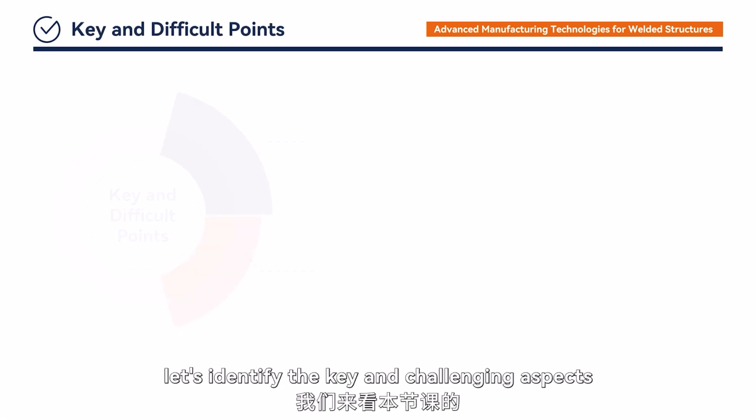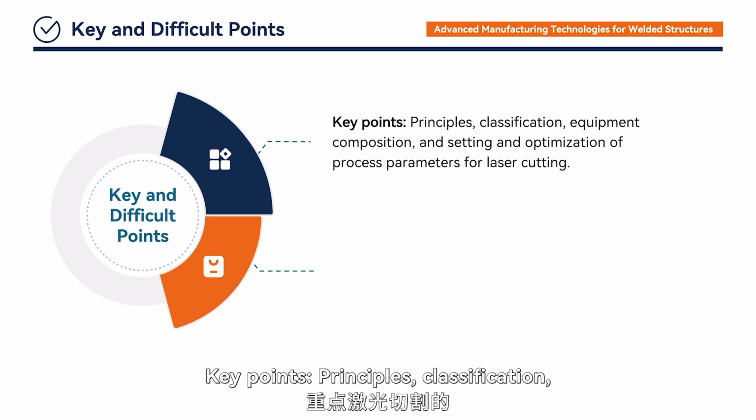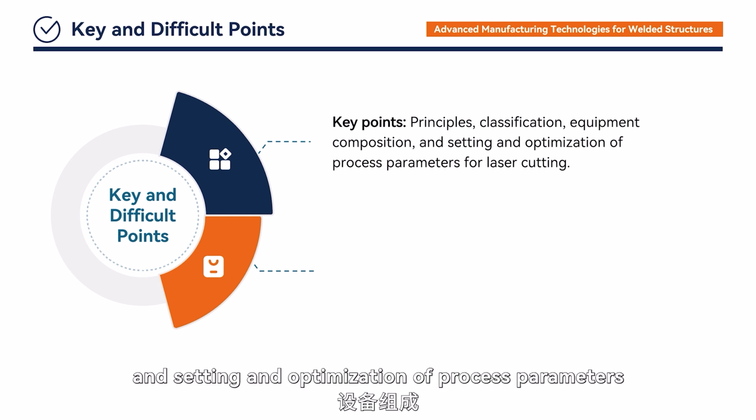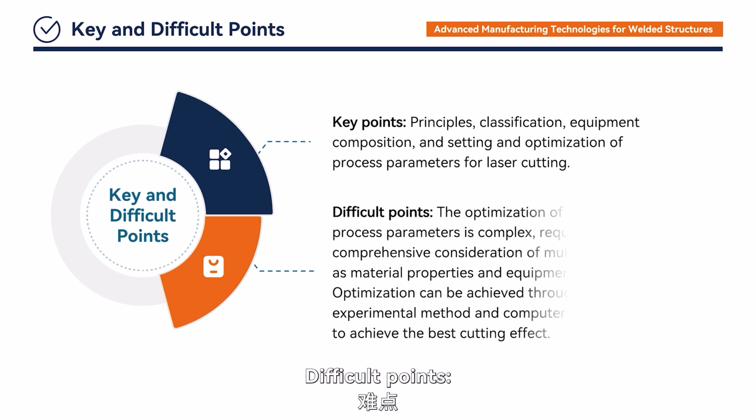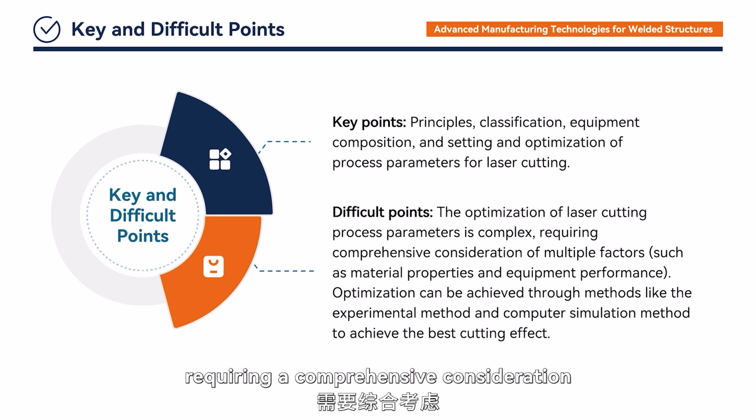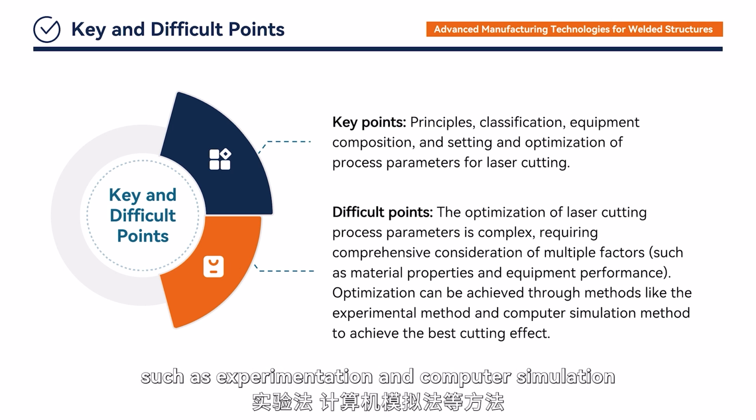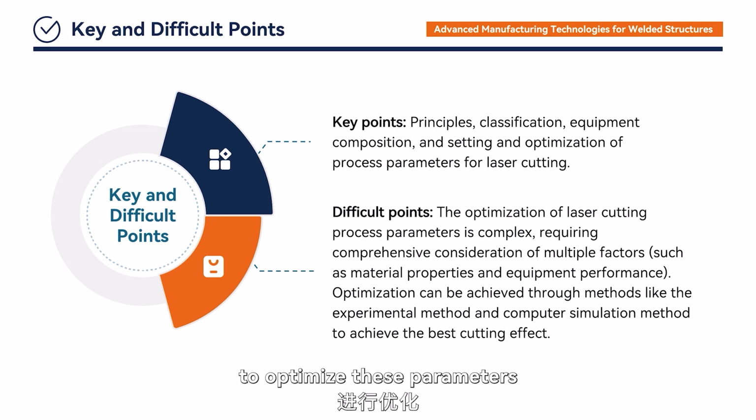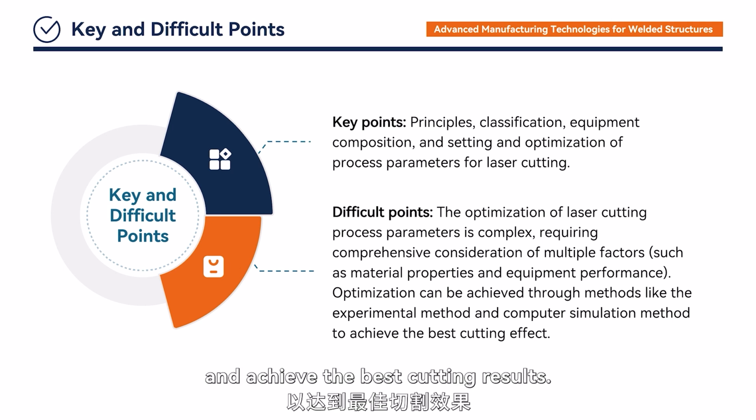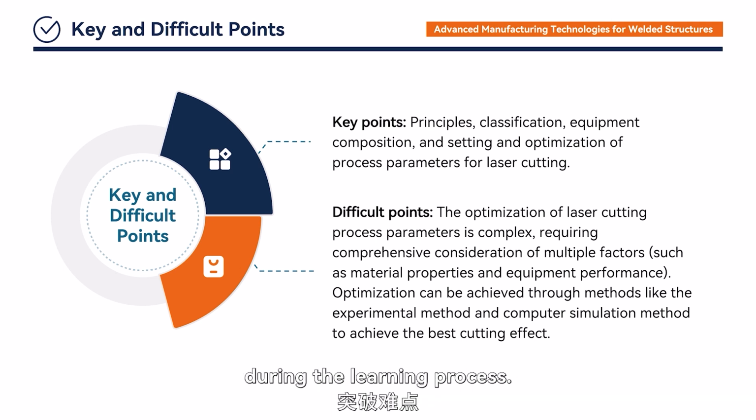Next, let's identify the key and challenging aspects of this lesson. Key points: principles, classification, equipment composition, and setting and optimization of process parameters for laser cutting. Difficult points: optimizing process parameters can be complex, requiring a comprehensive consideration of material properties, equipment performance, and other factors. We can employ methods such as experimentation and computer simulation to optimize these parameters and achieve the best cutting results. I hope that everyone can grasp the key points and overcome the challenges during the learning process.